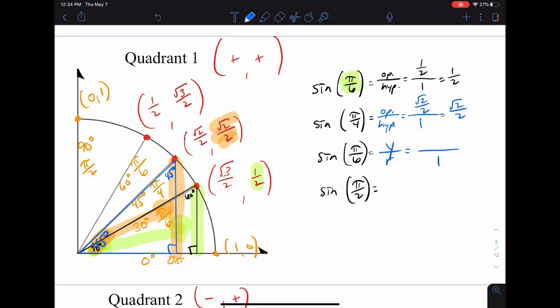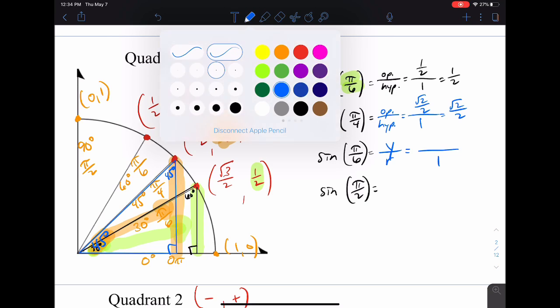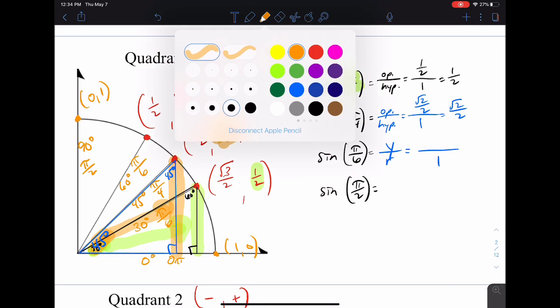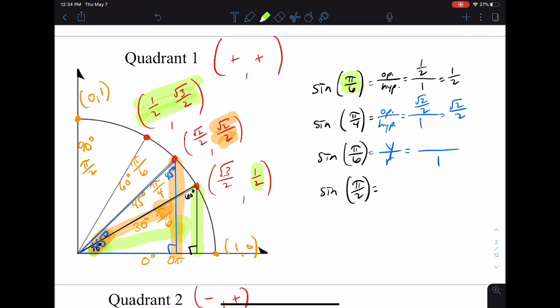So in this case, let's do 60. I know the coordinates for a 60-degree angle. The radius is going to be 1. What is the y value? Well, the y value is right here: square root of 3 over 2. So sine of 60 degrees is going to be square root of 3 over 2. Same thing with pi over 2, or 90 degrees. The y coordinate is 1, so sine is going to be 1.